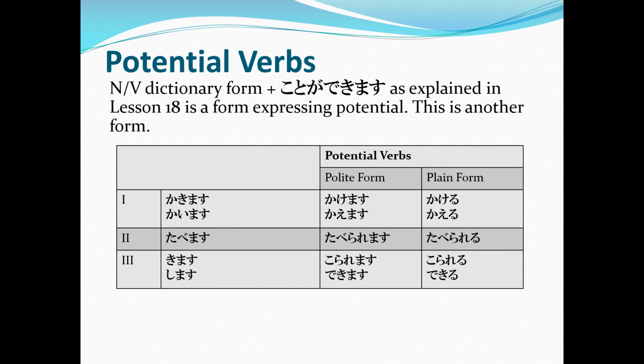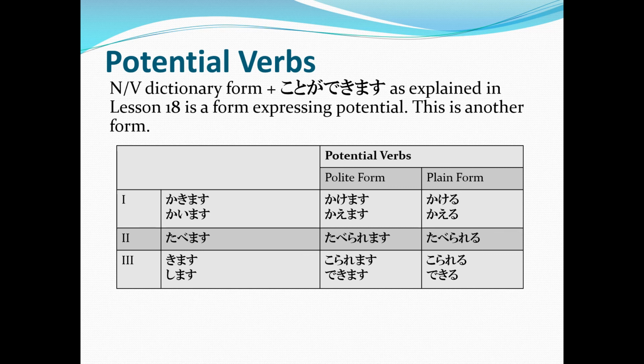Again, group 2 verbs, we have tabemasu, to eat. Now, if you want to make it a potential verb in a polite form, it will be tabe raremasu, removing the masu, then adding raremasu, which means can eat. Now, to make it a plain form, but still a potential verb, remove the masu, then add rareru, which transforms it into tabe rareru. Again, can eat.